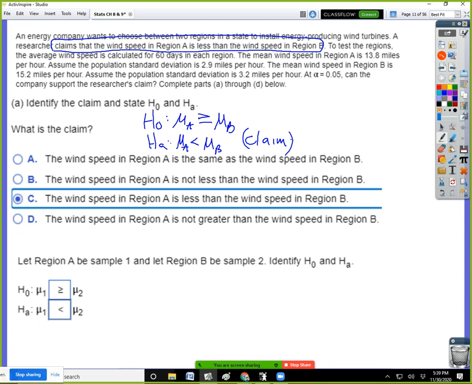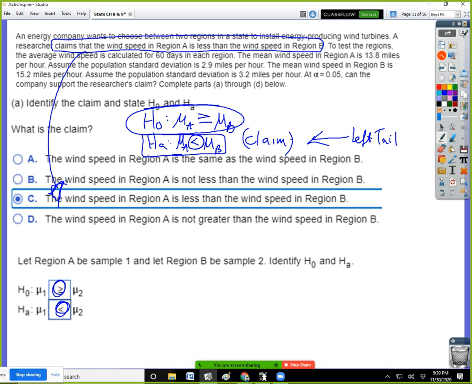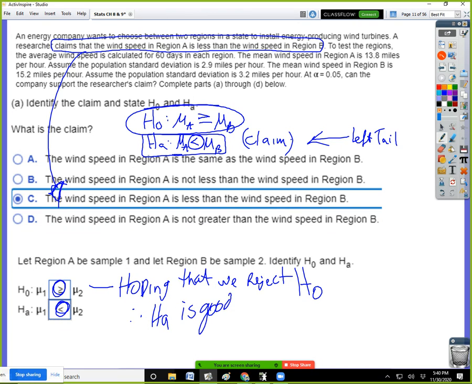Okay? So having that, I know it's a left tail. Okay? So my claim, just take it right out of the problem. What's boxed up on top, that right there is that. Okay? And we go down here and we have that H sub 0 says mu A is greater than or equal to, and then H sub alternative is the less than. So what we're hoping, right? We're hoping that we reject H sub 0. Therefore, H sub alternative is good. Does that make sense?